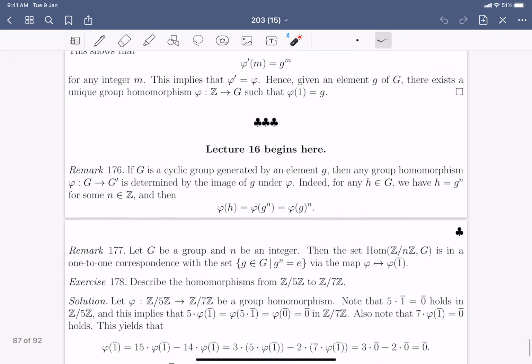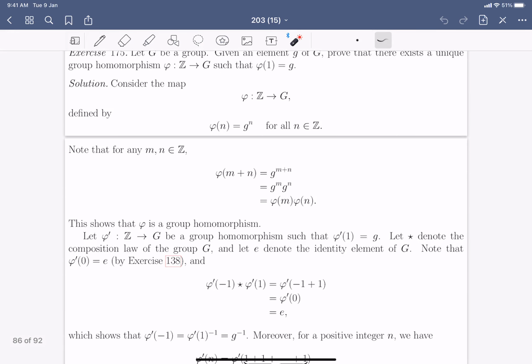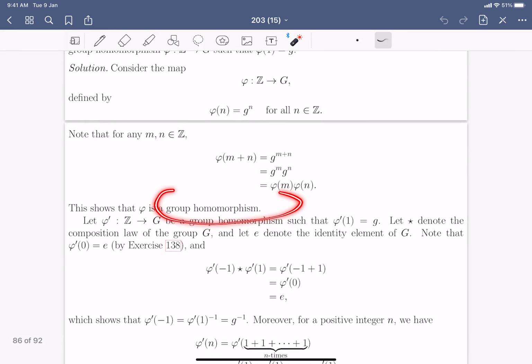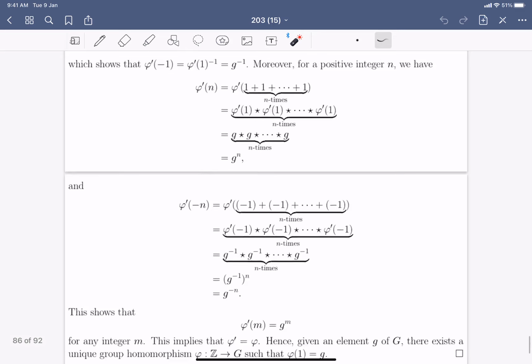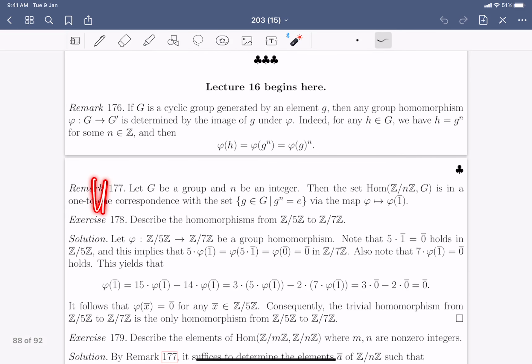Okay, and based on this observation, or based on certain appropriate adaptations of all this, you only need to use the defining criterion of a group homomorphism to see this fact that the set hom(Z/nZ, G) is in one-to-one correspondence with the set of all elements of G which satisfy the equality g^n = e. Okay, and this one-to-one correspondence can be obtained via this map which sends phi to phi of 1 bar.